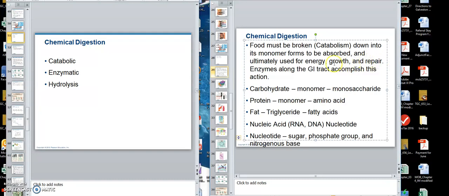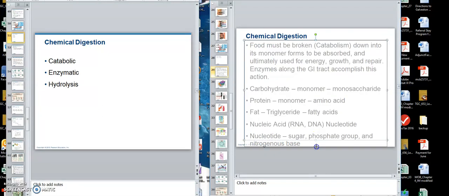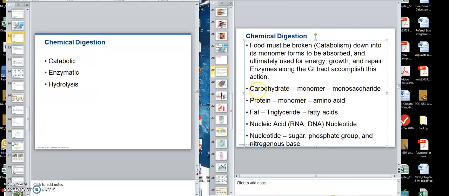Okay? Enzymes along the GI tract. And remember that GI tract is long. You started the initial enzymes in the mouth, and then they proceeded all until you got to the end of the small intestine. No more enzymes after that time. We're looking at breaking it down to what? The monomer form. So let's look at it.